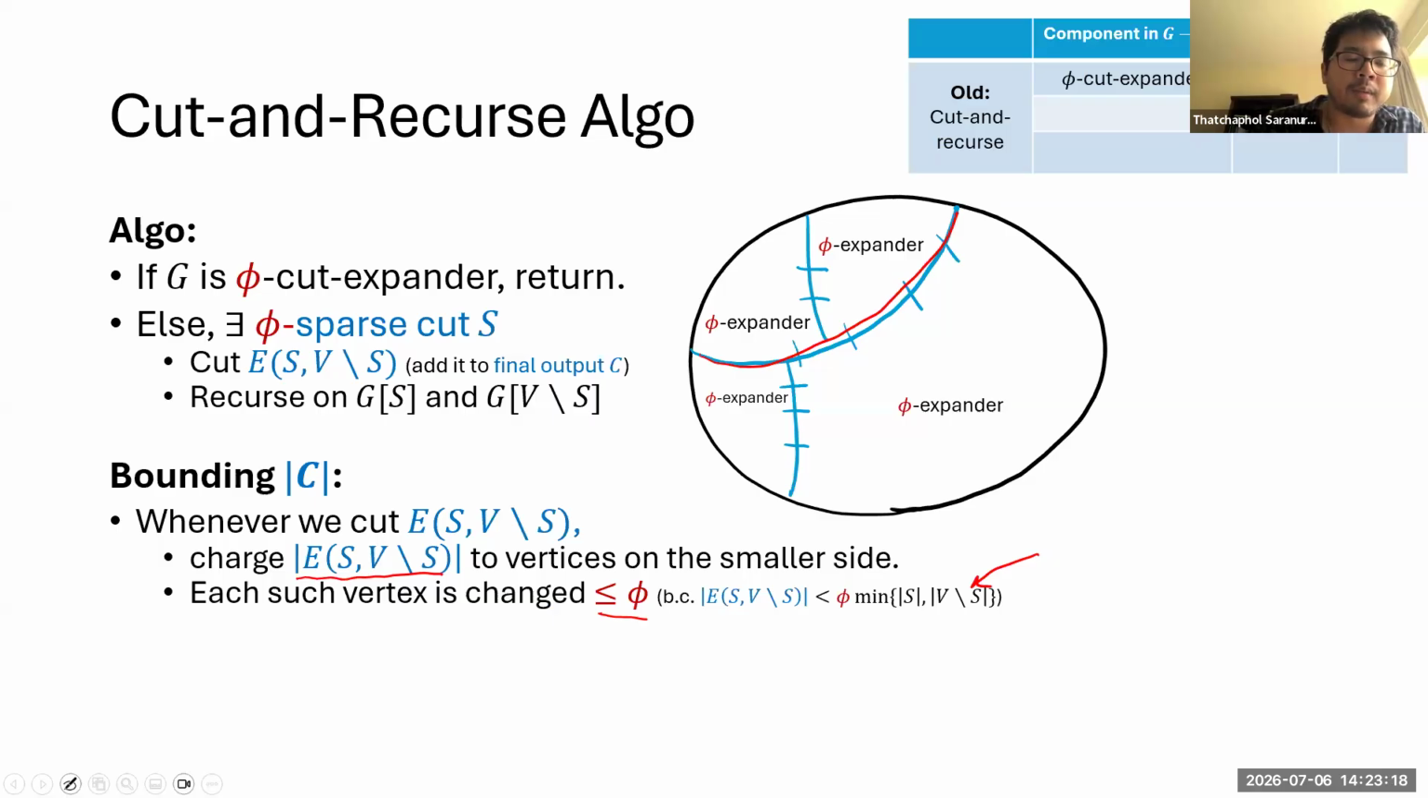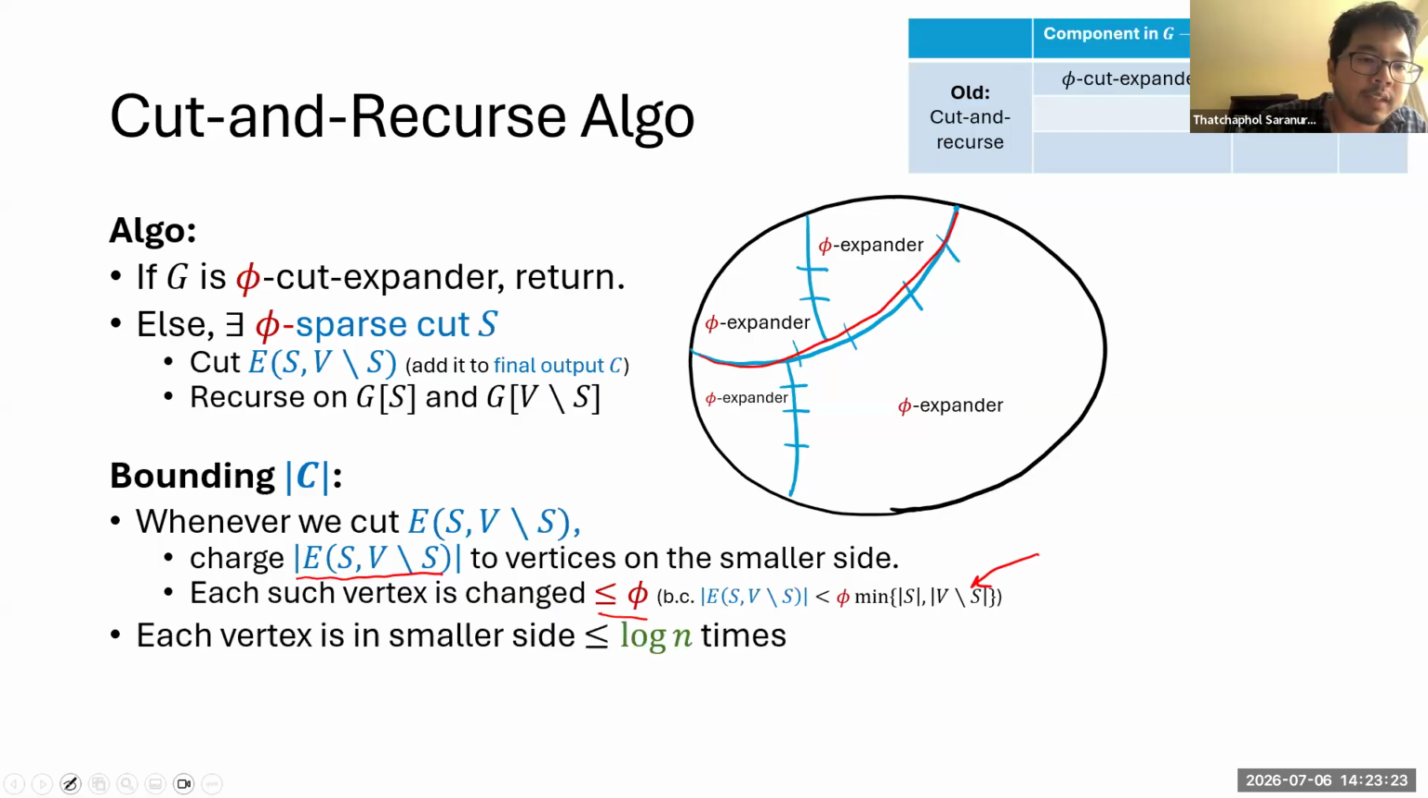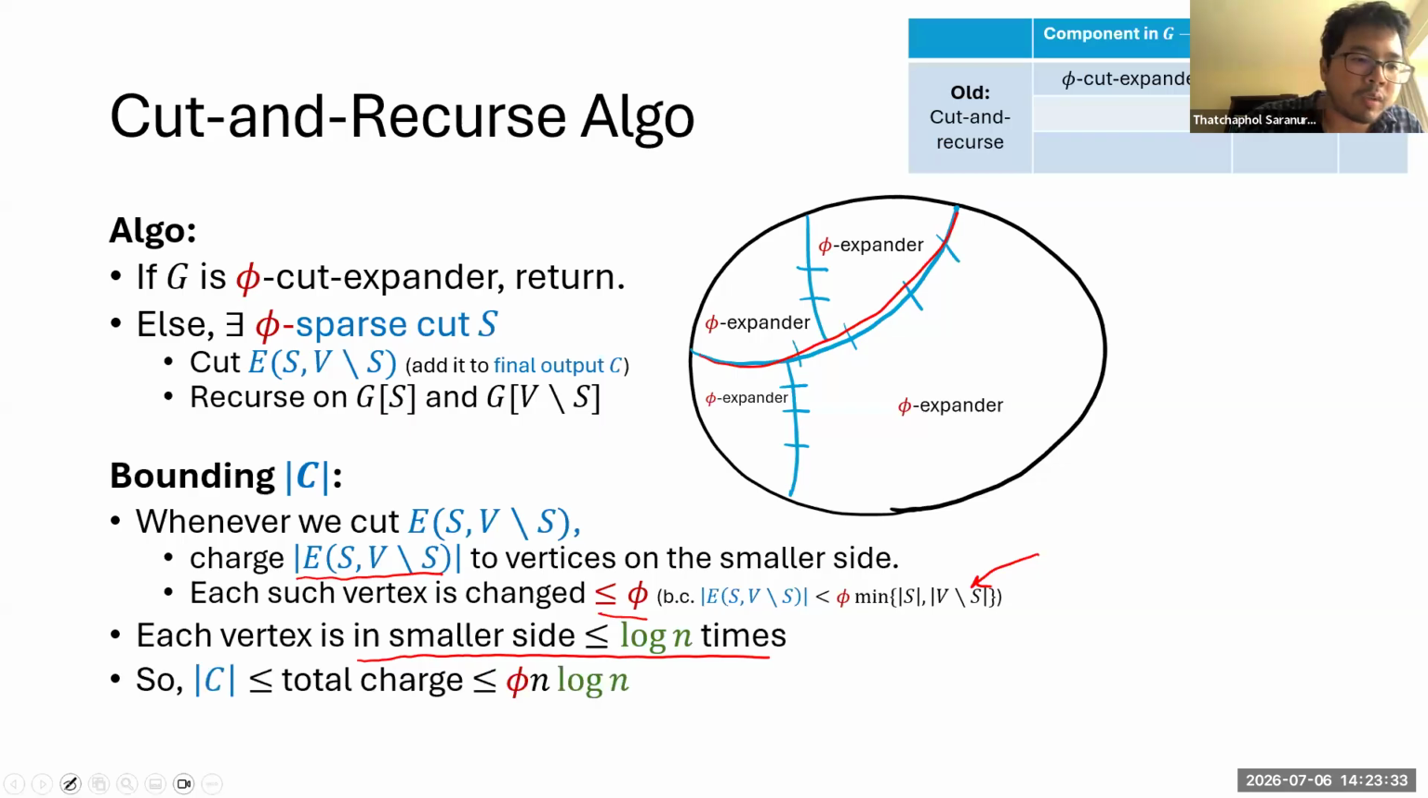So now, how many times can each vertex be charged? It's at most log n, because each vertex can be on the smaller side at most log n times, right? Every time it's on the smaller side, the graph shrinks by half. So the total cut that we remove is at most the total charge. And what's the total charge? It's n, the number of nodes, times phi log n, which is the total charge per vertex. Okay, so that's how we get the bound of phi n log n. That's how you get this one.